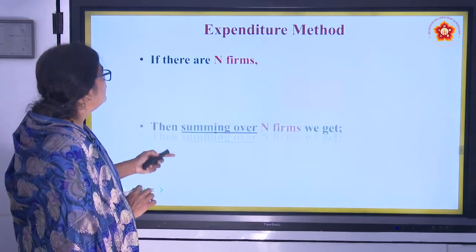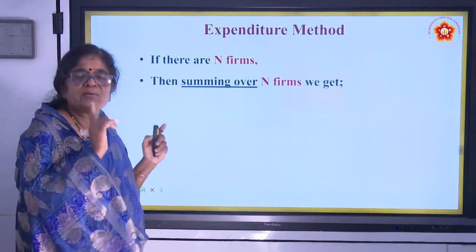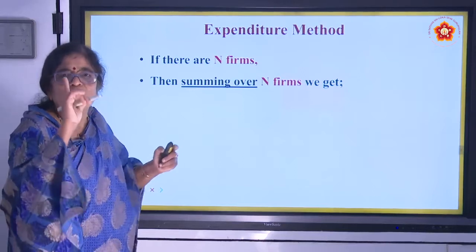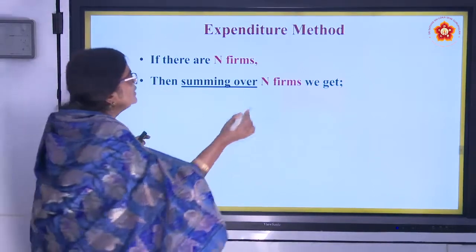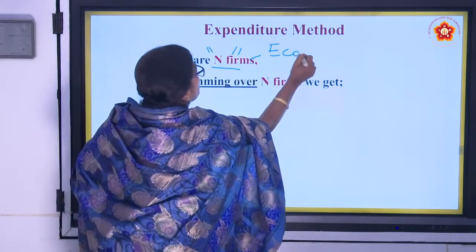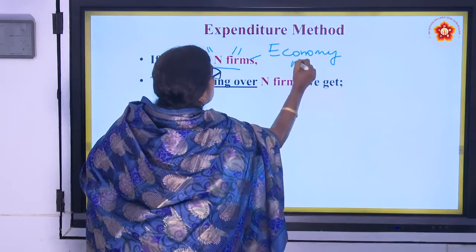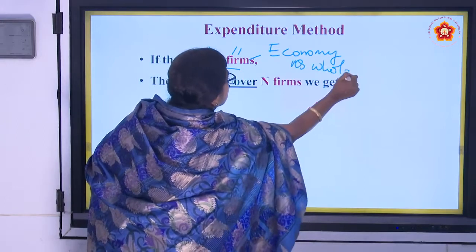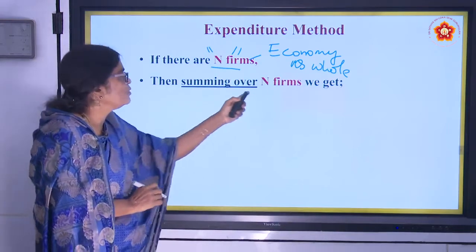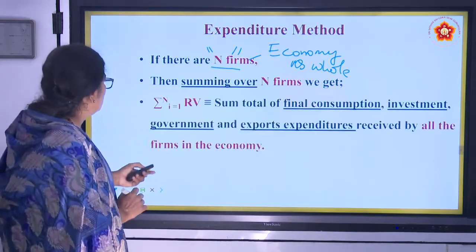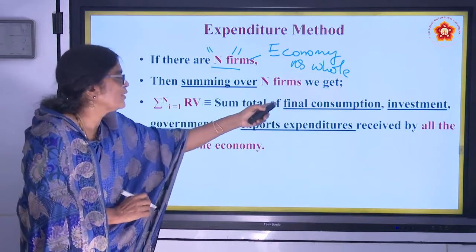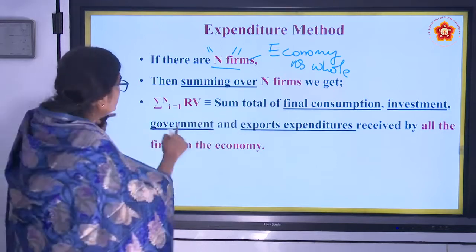The next one. We have now seen only firm I. But in the economy, there is not just one firm. There are so many firms. We say in the economy as a whole there are N firms. Therefore, summing over N firms, we get the summation of I equal to 1 to N of RB, the sum total of final revenue, adding all the firms.